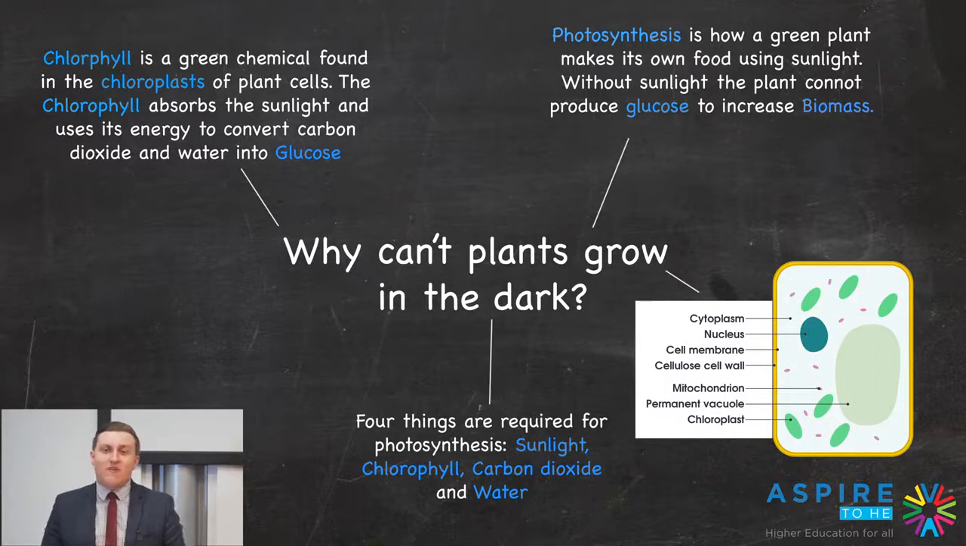Keep on going until you've provided as many reasons as you possibly can to explain why plants cannot grow in the dark. Take a few minutes now to complete your own elaborative interrogation to practice the technique. Use photosynthesis as your topic, but maybe use a different why question to get you started.